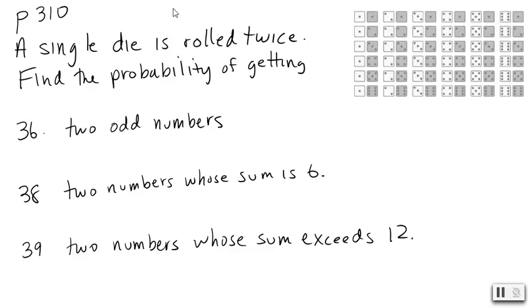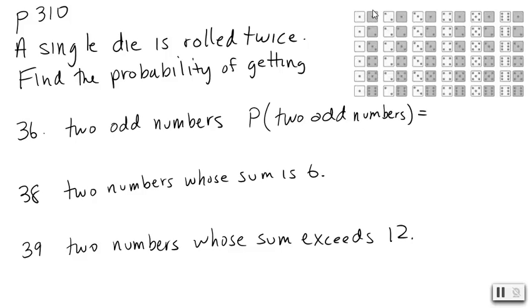Then he asks some probability questions, like the first one says, find the probability of getting 2 odd numbers. Now, there are advanced ways to come up with this, but we're going to do this with the sample space first. What is the probability of 2 odd numbers? I have enough room for it here. So I want all of the outcomes where both numbers are odd.